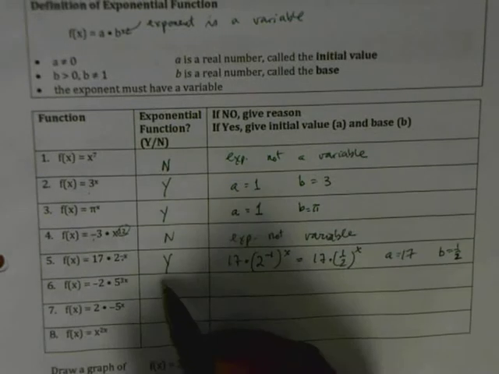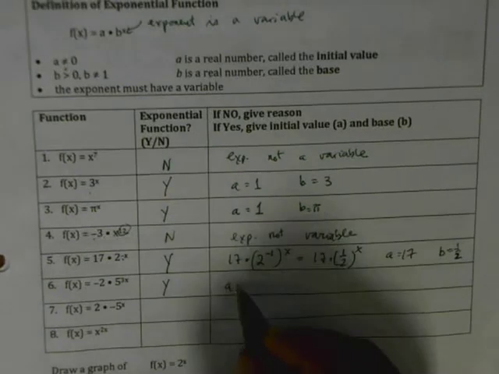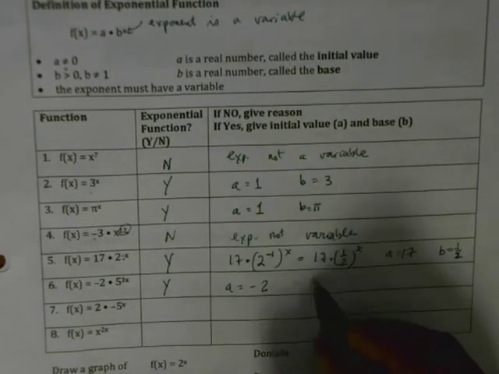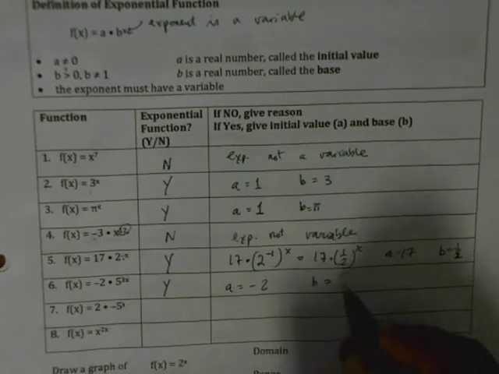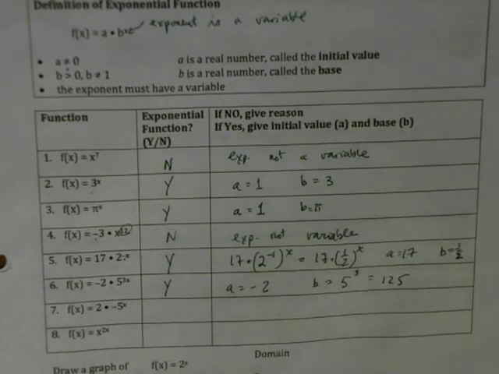Number 6, this is also an exponential. A can be anything as long as it's not 0, so that includes negative. So the initial value is negative 2. The base is 5 to the 3rd, which is 125.